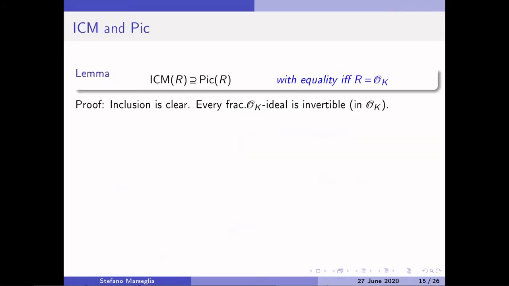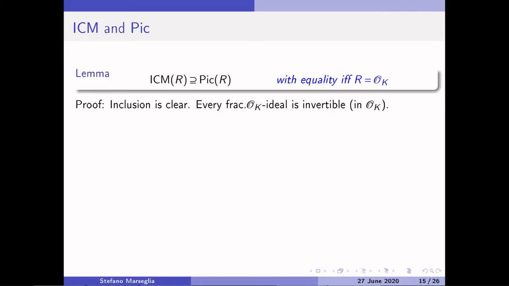All right. An easy lemma from the definition of the Picard group and of the ideal class monoid is that the Picard group actually sits inside the ideal class monoid, right? It's defined as the subset of invertible ideals modulo the same relation. So in particular, we have an inclusion. And note that we have equality between the ideal class monoid and the Picard group if and only if the order R is the maximal order of the number field.